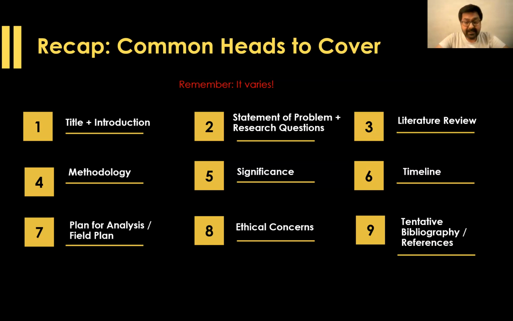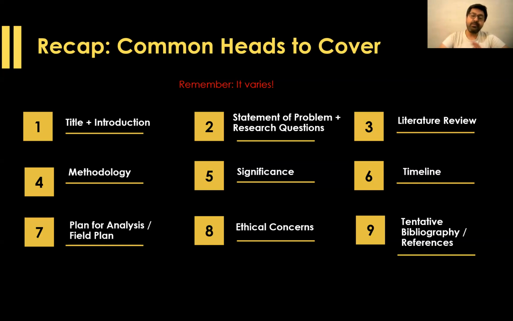Fifth one is significance: how your research will contribute to the existing scholarship. Then your timeline for the completion of your research, your field plan, analysis plan, and ethical concerns. For example, if you're conducting fieldwork, conducting interviews, and you are working on a sensitive topic, how will you make sure that your participants are safe when you're conducting your research? And the ninth and final one is tentative bibliography or references.